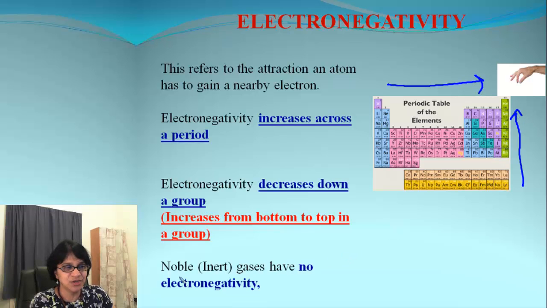And then there are these noble gases, and they are passive. They don't want to lose or gain any electron. So what happens to electronegativity? That is absolutely zero. So they don't have any electronegativity.